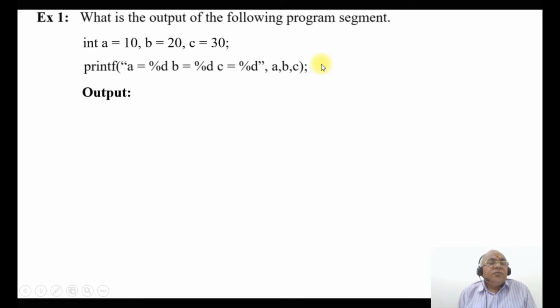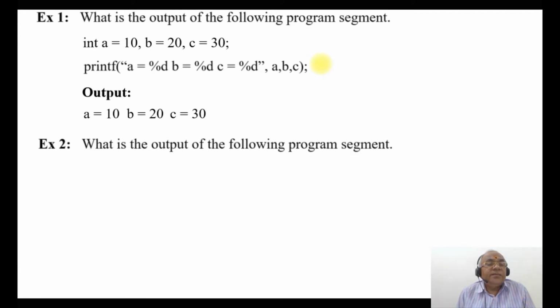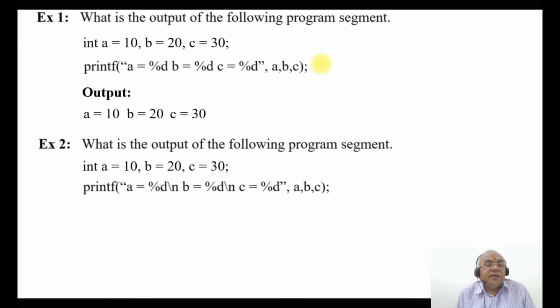So similarly, what is the output you are going to get? a is equal to 10, b is equal to 20, and c is equal to 30. Example, suppose you want the output of the following program segment, if int a is equal to 10, b is equal to 20, and c is equal to 30.